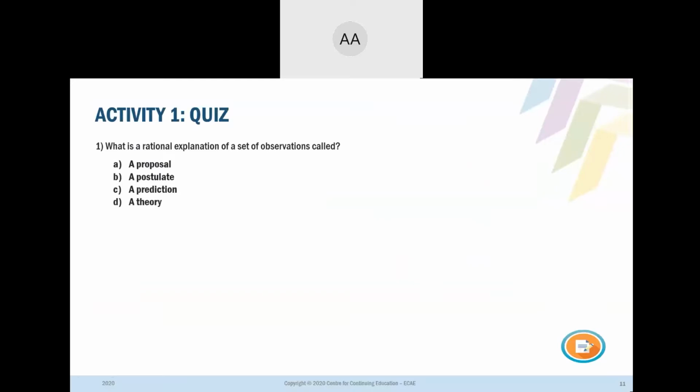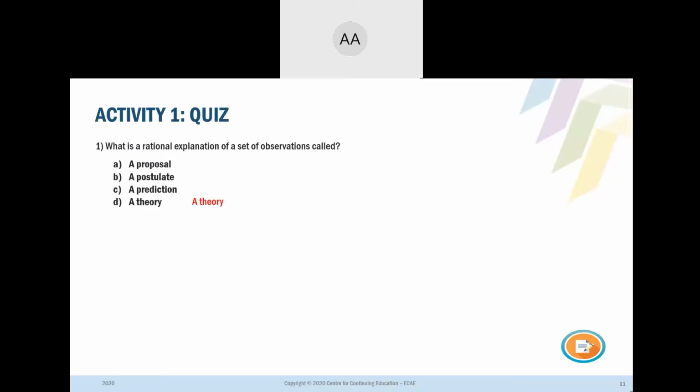What is a rational explanation of a set of observations called? A, a proposal. B, a postulate. C, a prediction. Or D, a theory. What do you think? Let's have a look. Choose your answer carefully. It is a theory, a rational explanation.